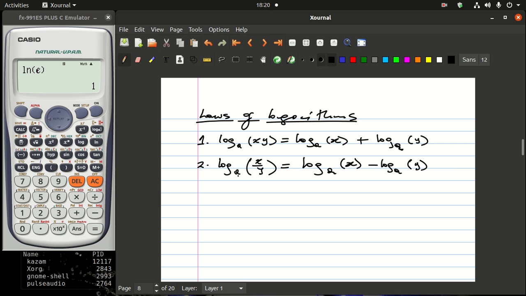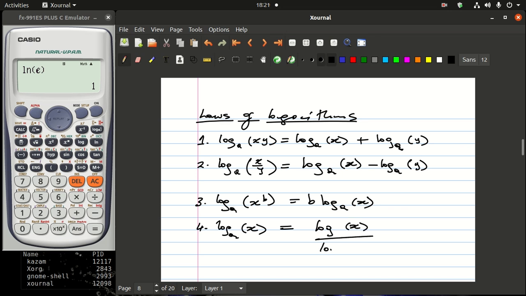So log base a of that. And then we have the third one, which says if I have log a of x to the power b, I can always bring the exponent down: b log a of x. And if I have log base a of x, this is the same as just log x divided by log a.